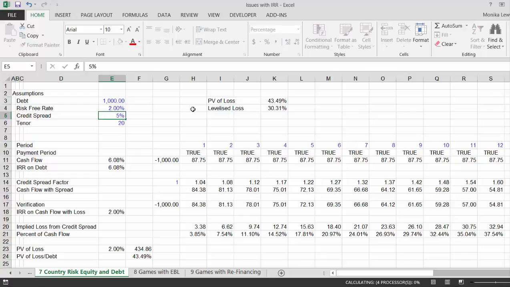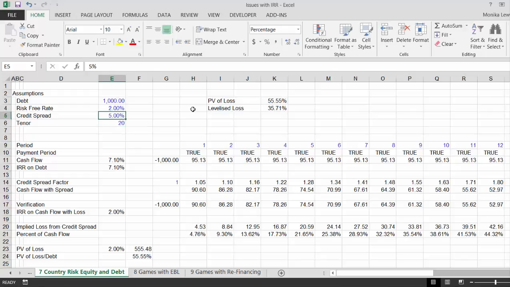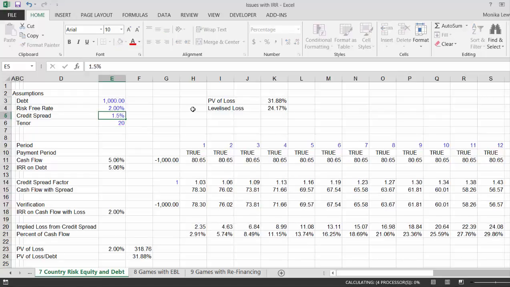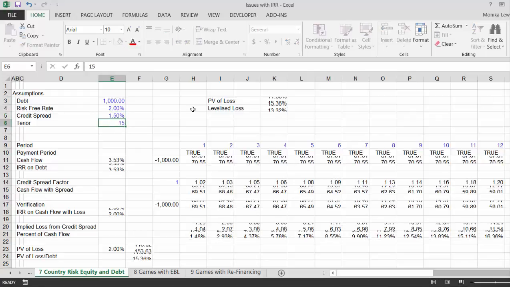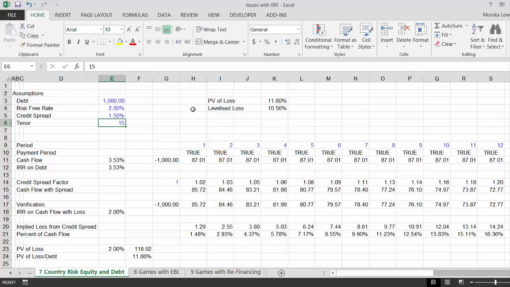And if we have a 5% credit spread on a 20-year debt, we get a 55% probability. That's the same thing as saying there's a 55% chance in present value terms that you're going to lose. Now, if it's 3%, it's still 31%. If it's 1.5%, by the end of 20 years, it's 15. In 15 years, it's 11.